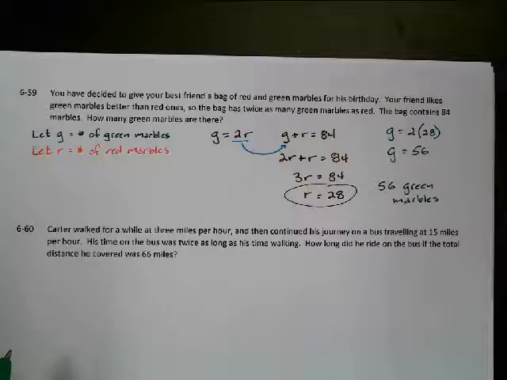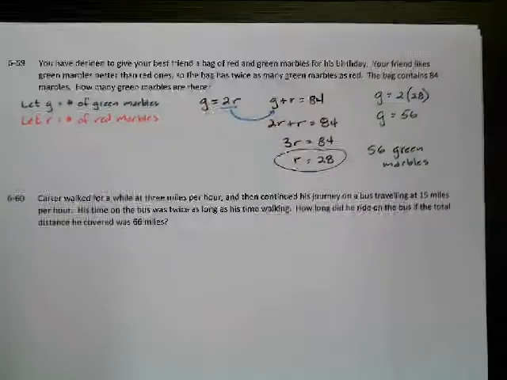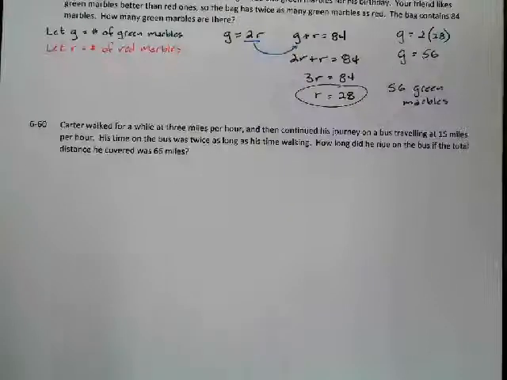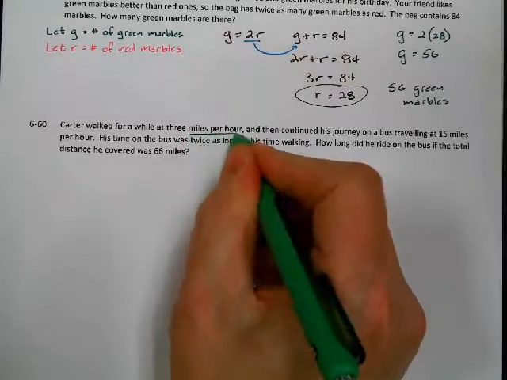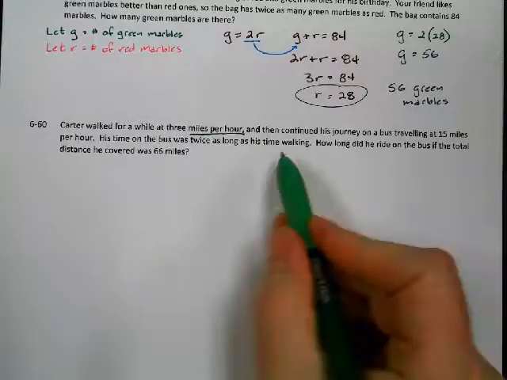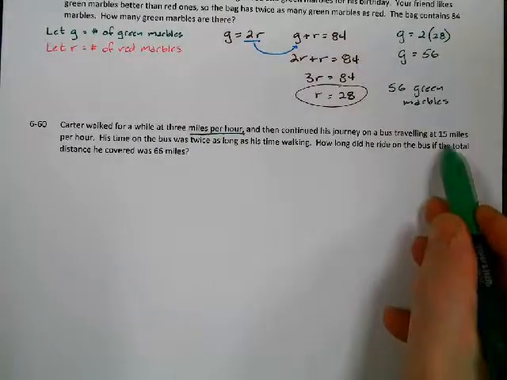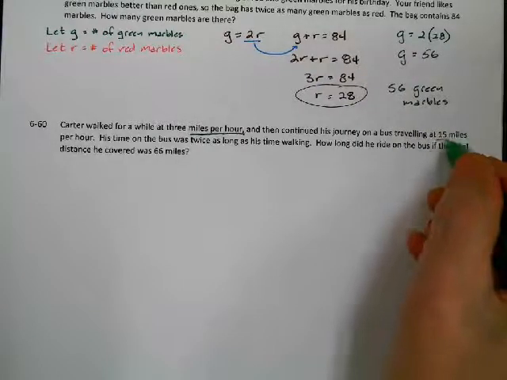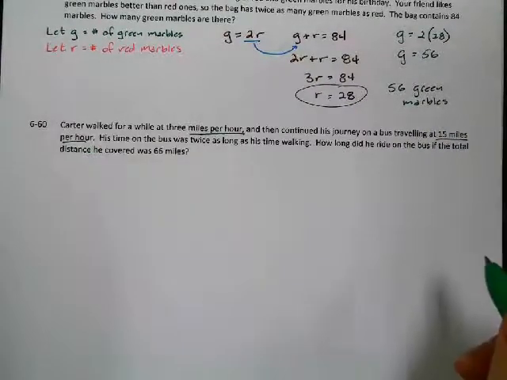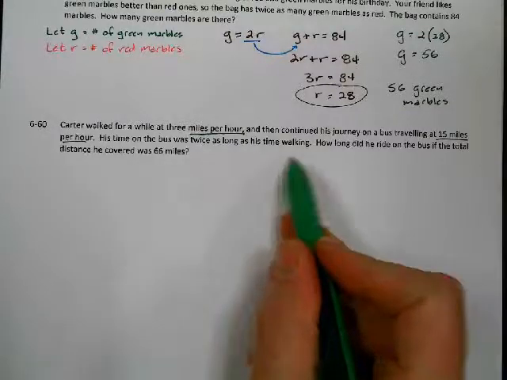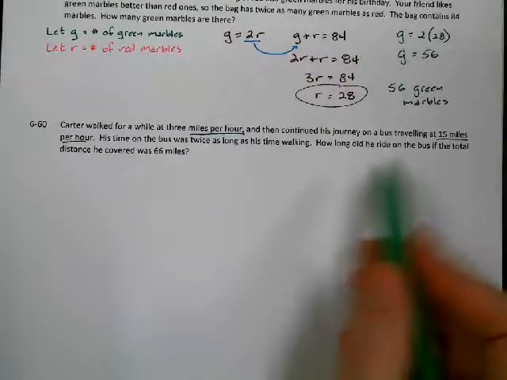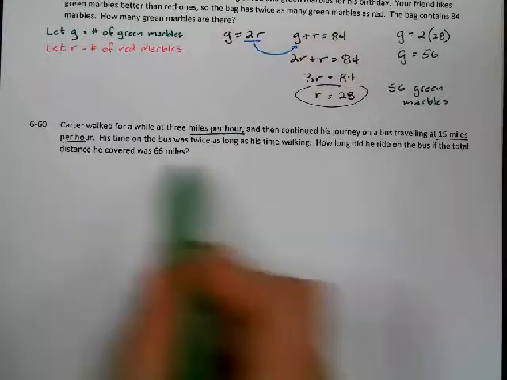All right, last one. Carter walked for a while at 3 miles per hour, and then continued on his journey on a bus traveling 15 miles per hour. His time on the bus was twice as long as his time walking. How long did he ride on the bus if the total distance covered was 66 miles? So a couple different ways that you can do this.